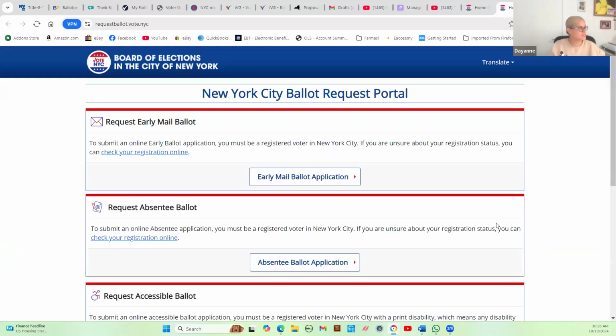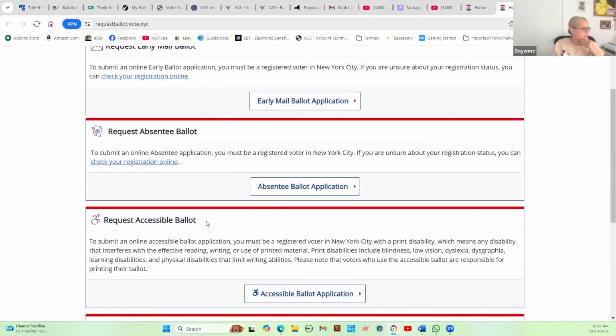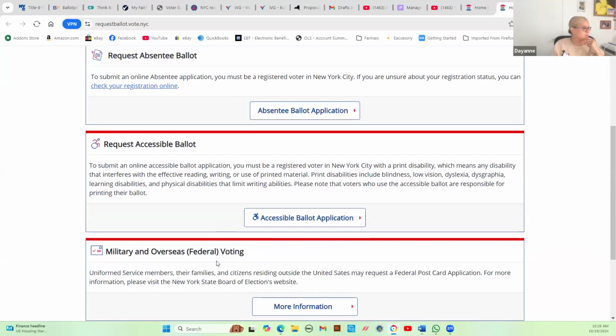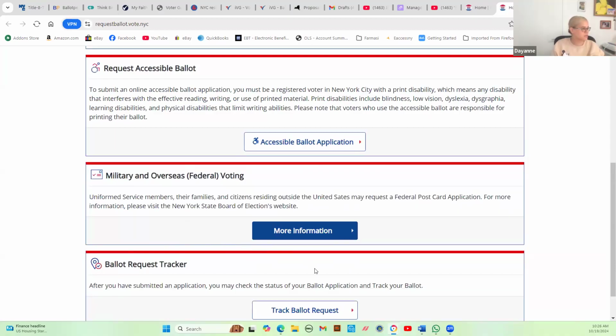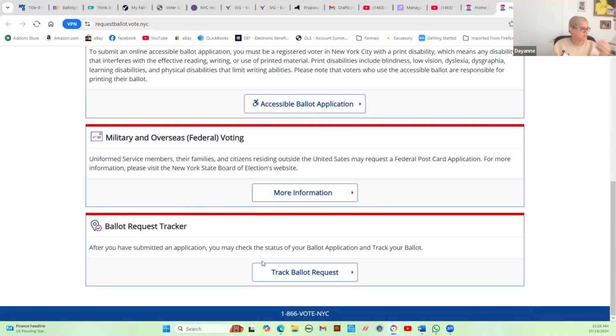So let's click on this to get some more information. For an early mail ballot application, you can check your registration online and then fill that out. You can request an absentee ballot. There's an accessible ballot application for someone who may have a visual or physical disability. And then there's military and overseas.